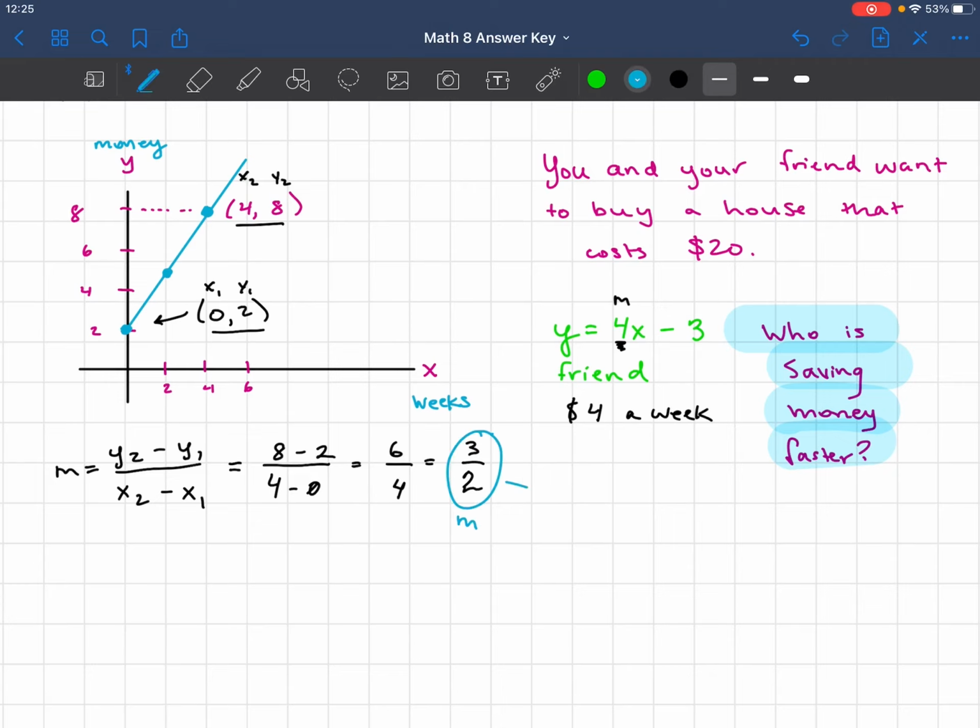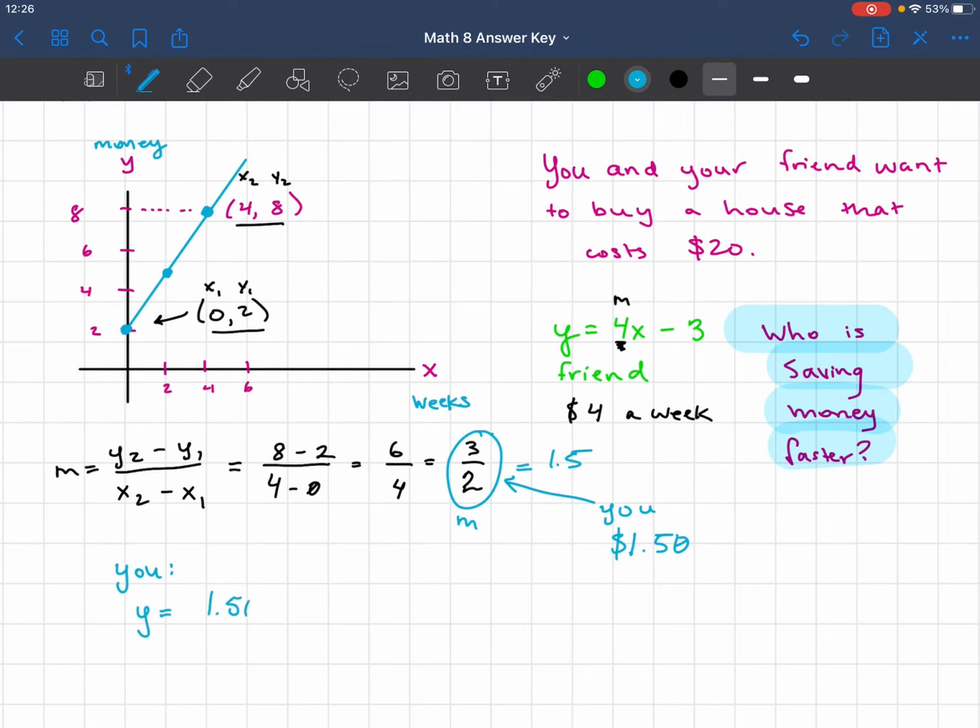So if that is the m, or the slope, for you, then you know that you're saving money way less quickly than your friend. You are only saving $1.50 per week. So your friend is obviously saving money faster. Let's go ahead and write an equation for you so that we can use that to answer the next part of the question that will be coming up.